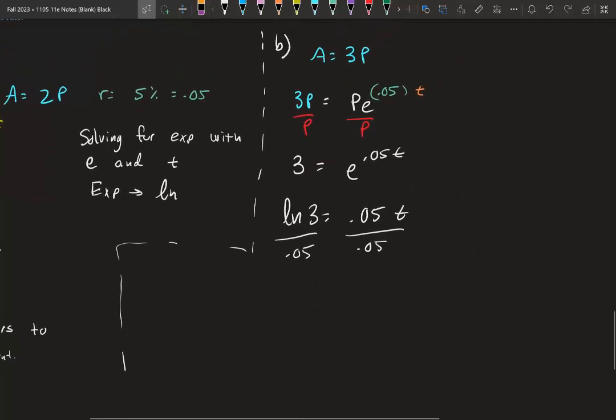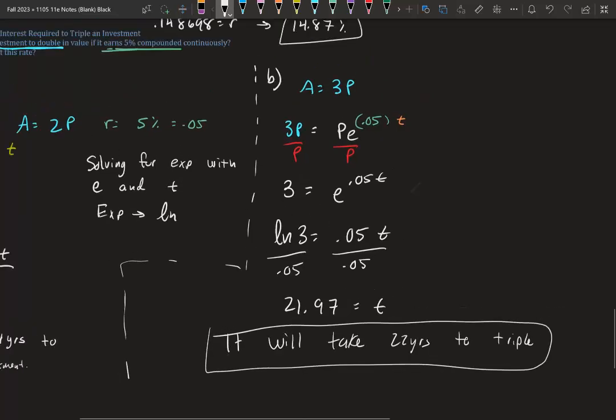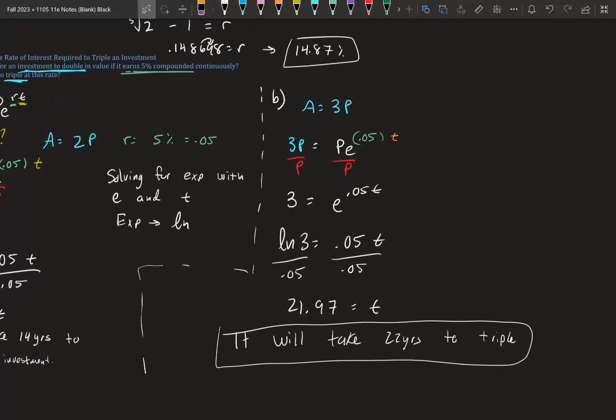And when we do, we get 21.97 is t. That means 22 years to triple your investment. So if you are compounding 5% continuously and you want to triple your investment, it'll take 22 years.